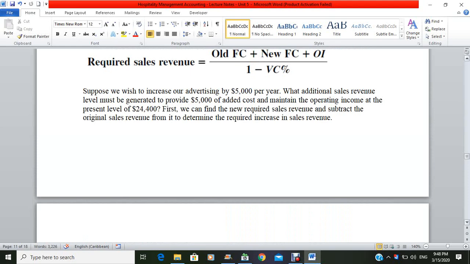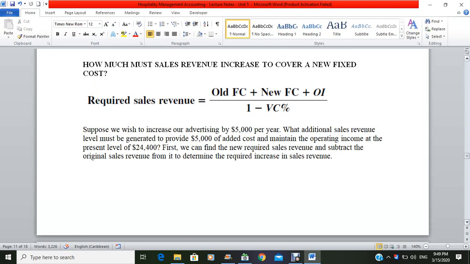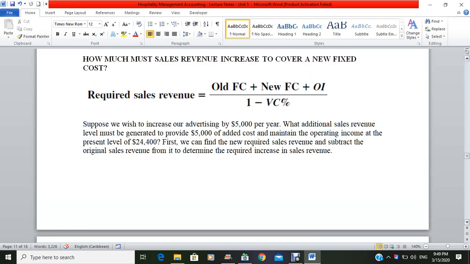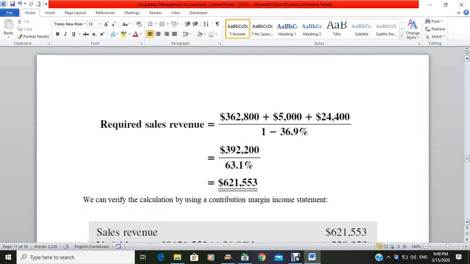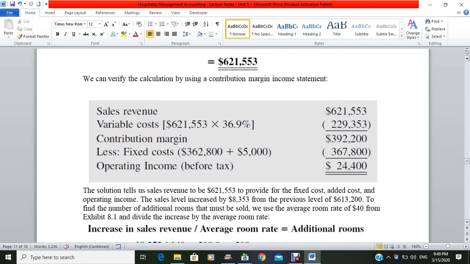But the question asked, by how much must sales revenue be increased to cover this additional cost? What will you do to find that out in this case? The solution tells us that sales revenue should be 621,553 to provide for the fixed costs, added costs, and operating income. The sales level increased by 8,353 from the previous level of 613,200, which was the previous period.